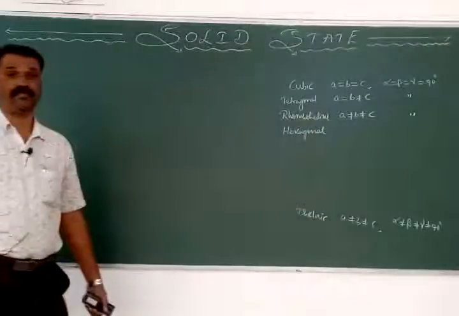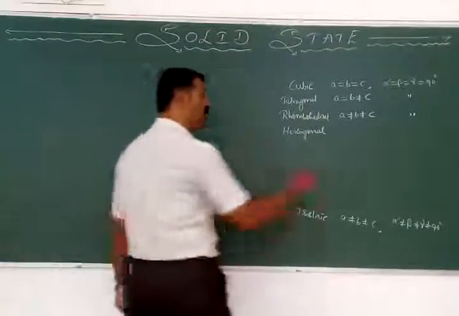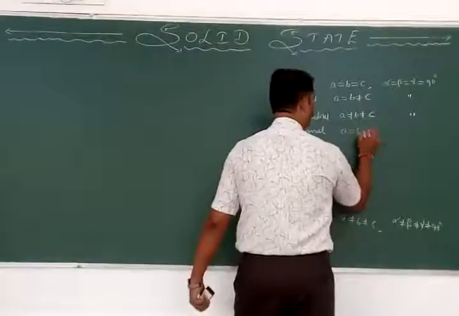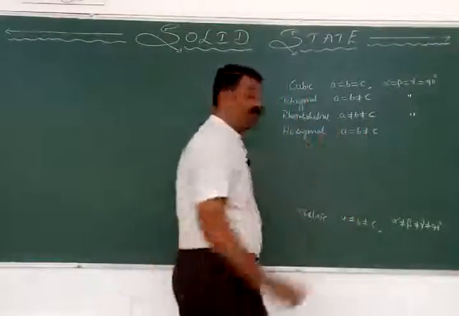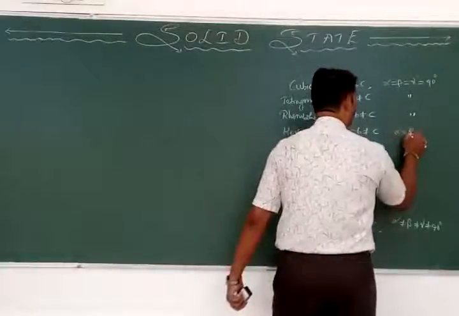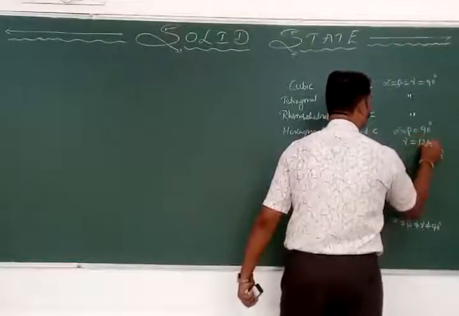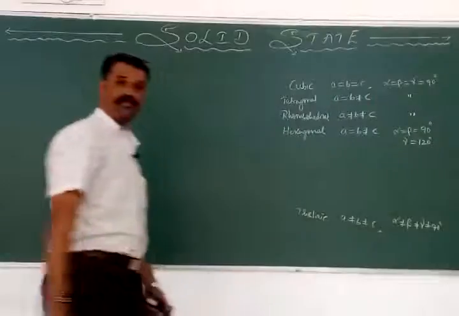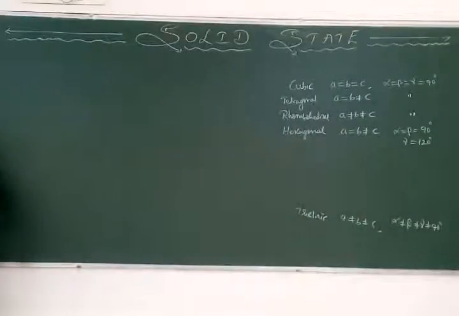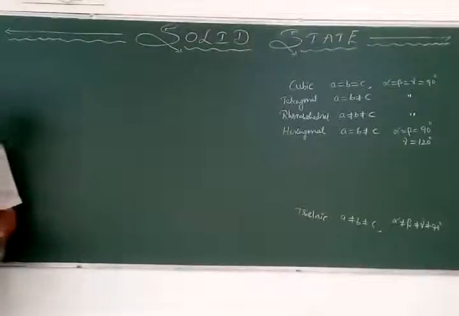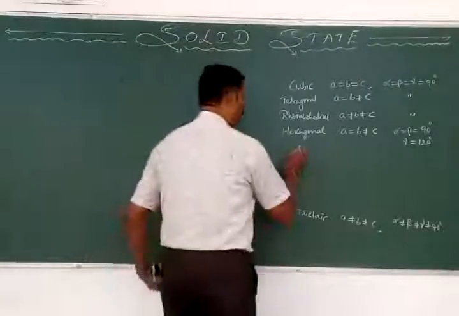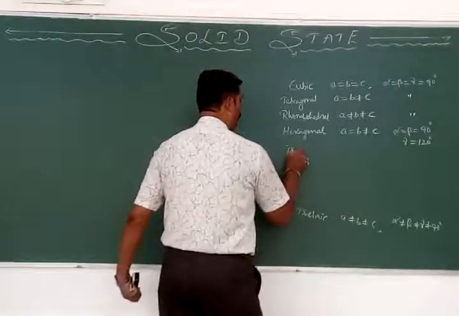Now we will have the special form, hexagonal. What is hexagonal here? Two sides are equal, but not the third. And two angles, for example, alpha is equal to beta is equal to 90 degrees, but gamma is equal to 120 degrees, which refers to the hexagonal nature.